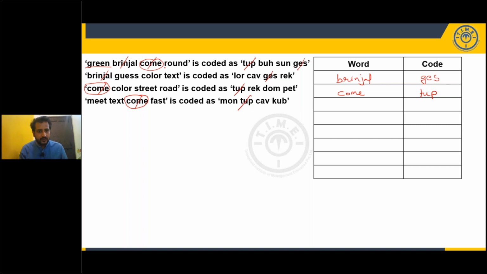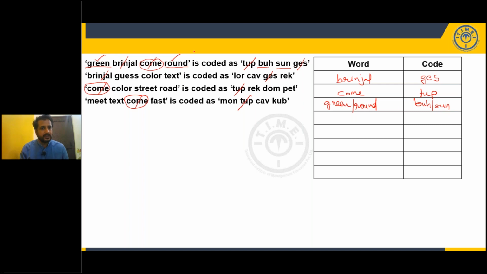Now, what is the next word we have? Round. In statement 2 do we have round? No. In statement 3? No. In statement 4 also we don't have. So what can I confirm now? I will not be able to identify the code for green and round, because these terms are not common with other terms in any of the statements. But the codes that are left are BUH and SUN. We cannot decide exactly. Green may be BUH, then round is SUN. When round is BUH, green will be SUN. We cannot say for certain. Okay.